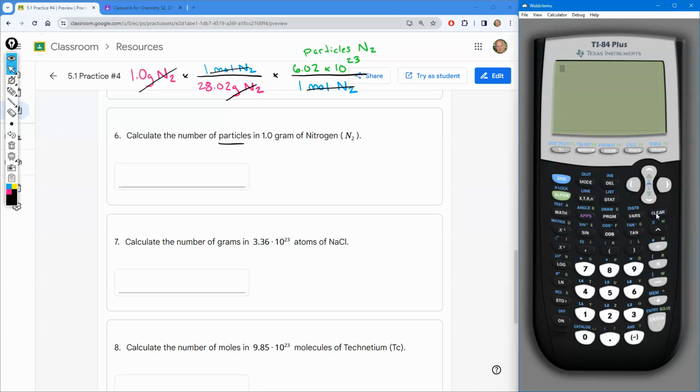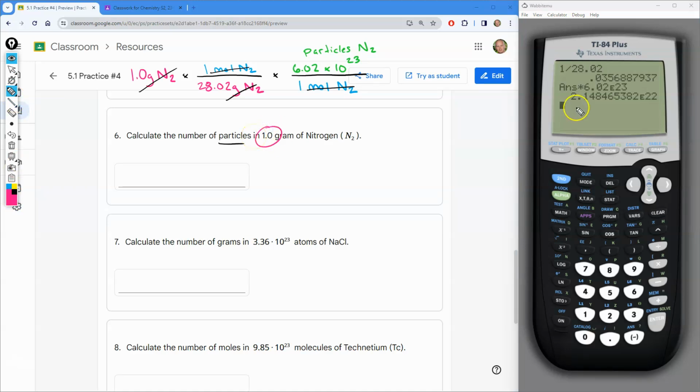All right, so let's put this in our calculator. So we have 1 divided by 28.02. I'm going to hit enter, so that's the first calculation here. And then we want to multiply that by 6.02 times 10 to the 23rd. So times, and again, we're looking for that answer button. So we want to make sure that we see the answer button here. Okay, and then times 6.02 E23.